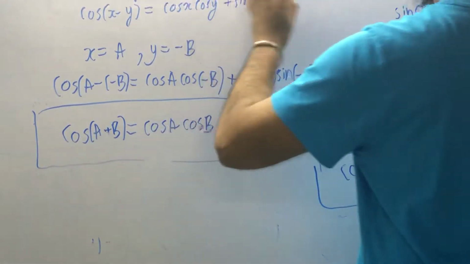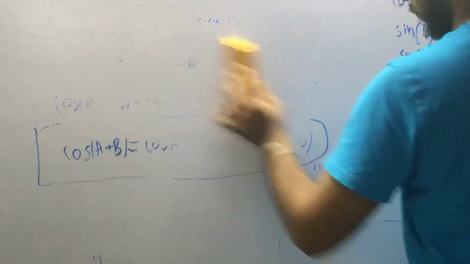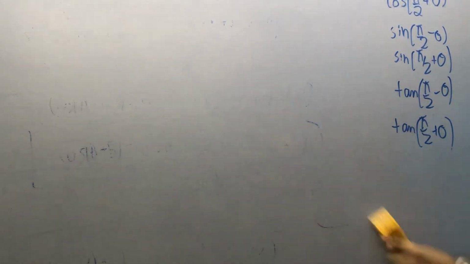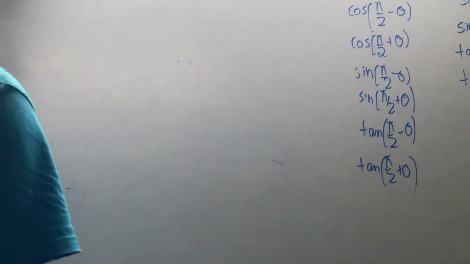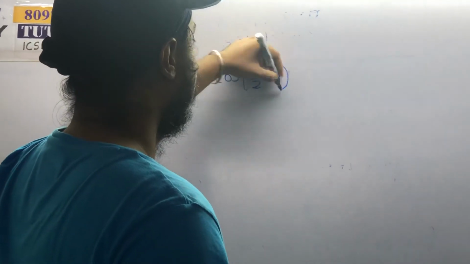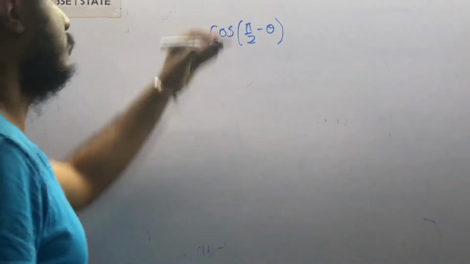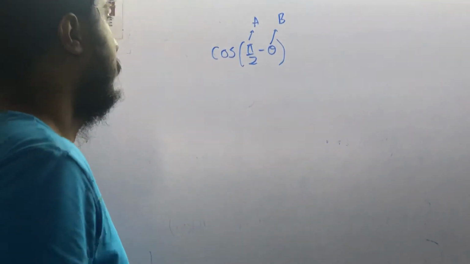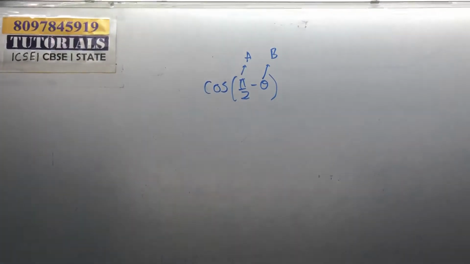Okay, now let's go ahead. So we have done two formulas till now. Now we will find some basic relationships which are very important. So these relationships are as follows. First one is cos(pi by 2 minus theta). So you can assume pi by 2 as angle A and theta as angle B. So this is a simple case of cos(A minus B).